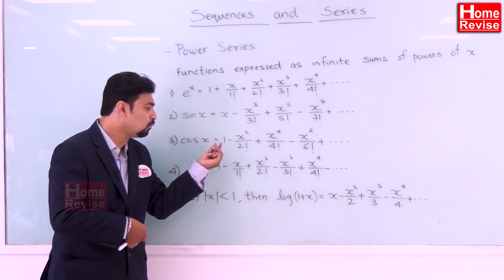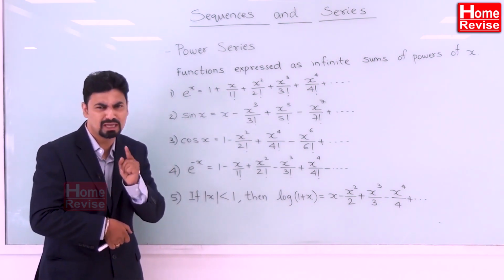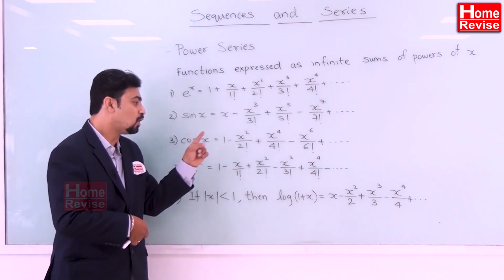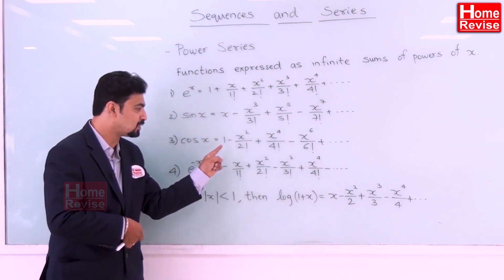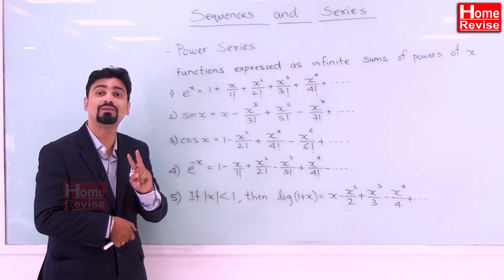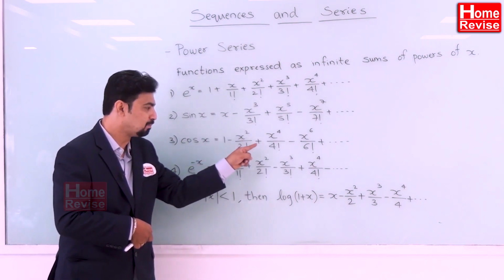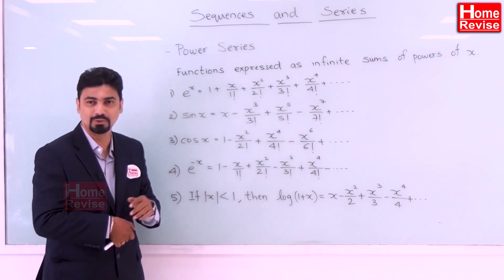Now, why have we written 1? Because 1 is nothing but 1 into x raised to 0, an even power, correct? So, yes. So, all the even powers of x: x raised to 0, 2, 4, 6 and so on with alternate plus and minus. So it's plus, minus, plus, minus, plus and so on.